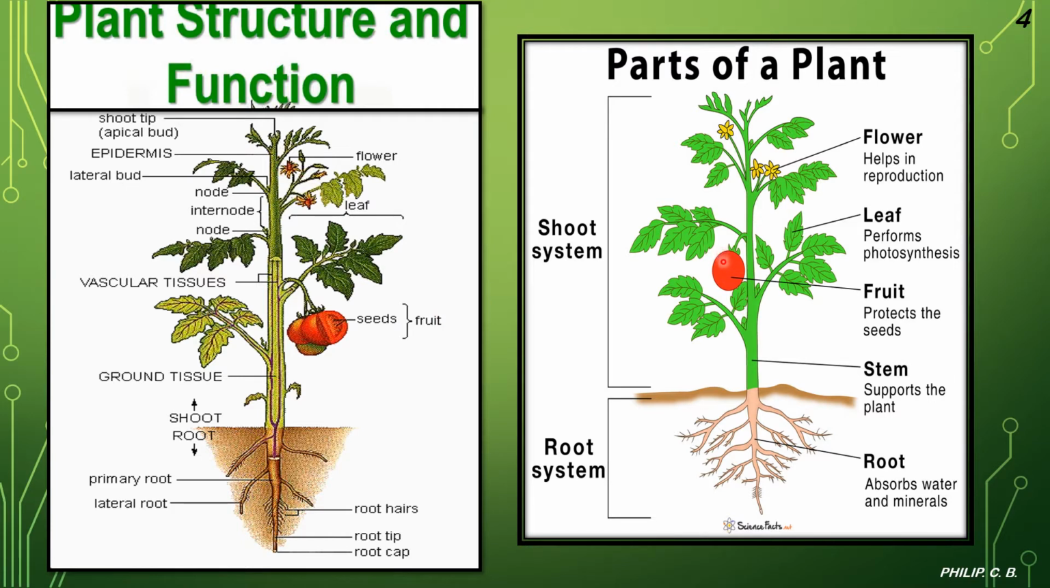Then here another image, again stating the simple labeling part, root, but along with the function also added over here, that is absorbs water and minerals. Stem supports the plant. Fruit protects the seeds. Leaf performs photosynthesis. Flower helps in reproduction. How? Because in the flower seeds are present. Seeds, when they fall or disperse, they give rise to new plant by germination. Right? So the upper part forms the shoot system and below the ground forms the root system.